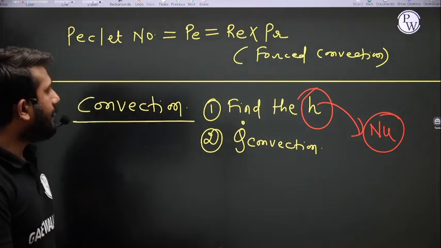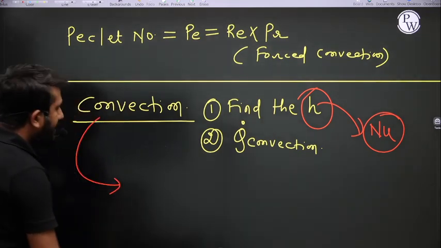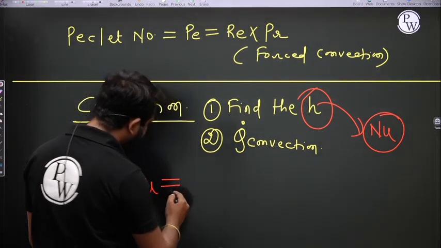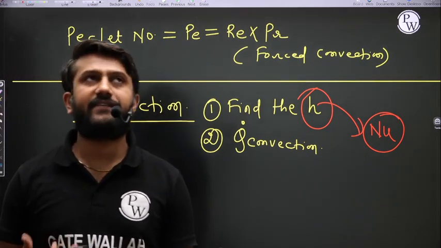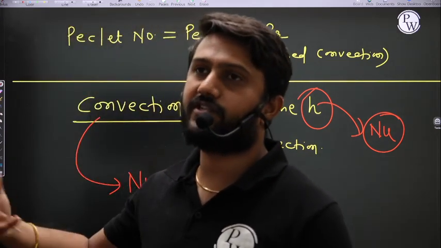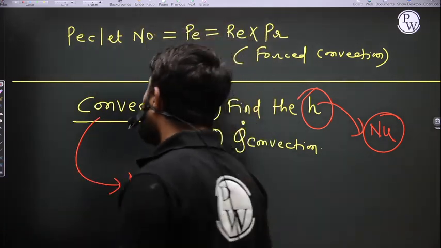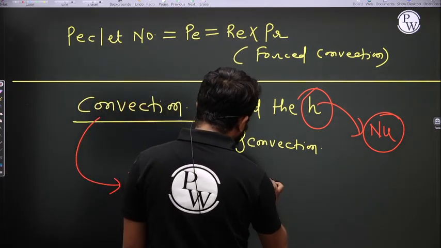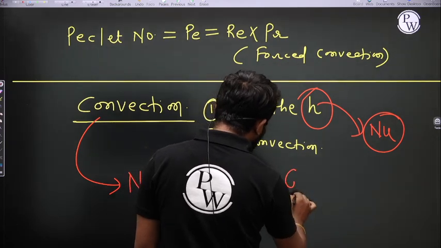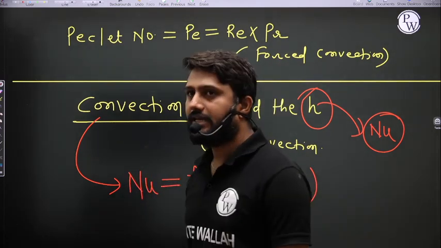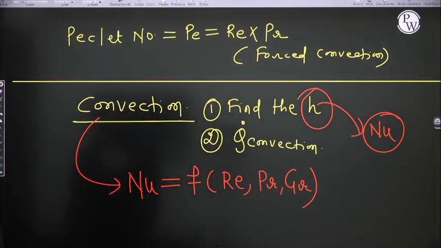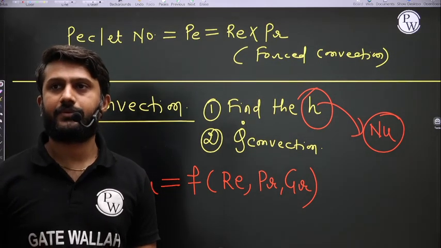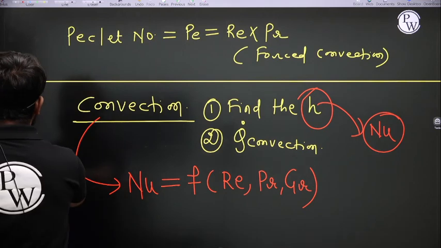Right, so in case of convection heat transfer, sometimes it is asked: the Nusselt number is a function of which dimensionless numbers? In case of convection heat transfer, the Nusselt number is a function of the Reynolds number, Prandtl number, and the Grashof number. Is it fine?